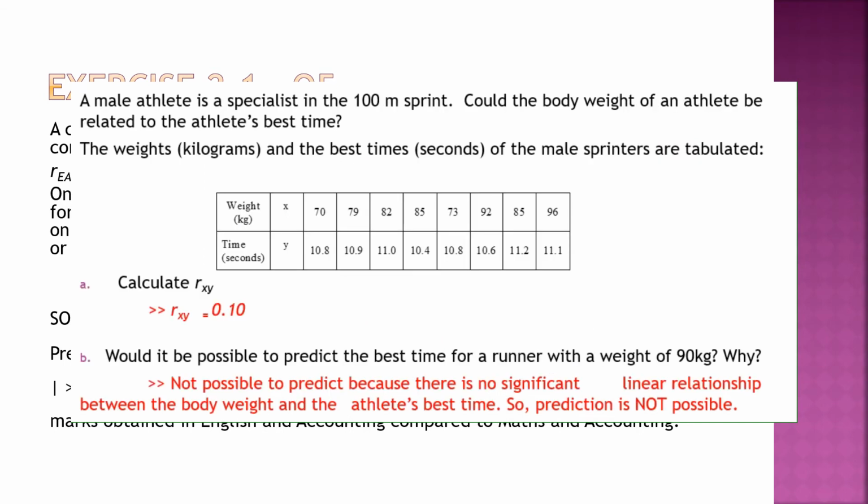Alright? Question 9. A male athlete is a specialist in the 100-meter sprint. Could the weight be related to the time? So when you put all this into the calculator, you can see there is 0.1. It's quite simple actually. Just use the calculator and calculate. Would it be possible to predict the best time with a given weight? Not possible. Why not possible? First of all, there is no linear relationship between these, so prediction is not possible.